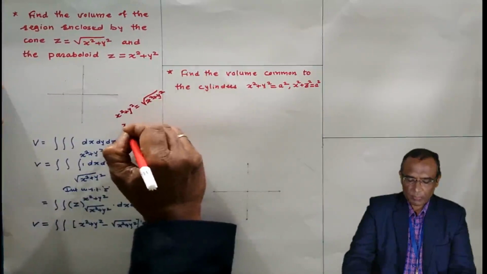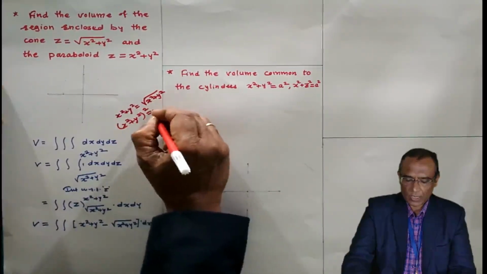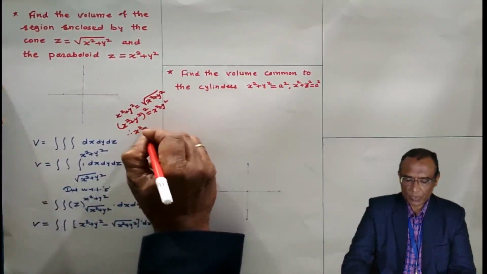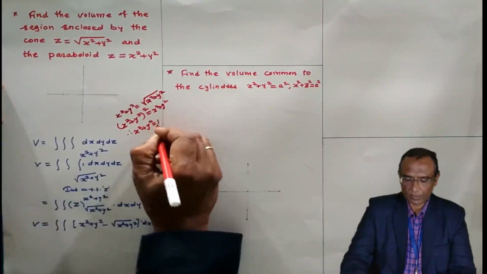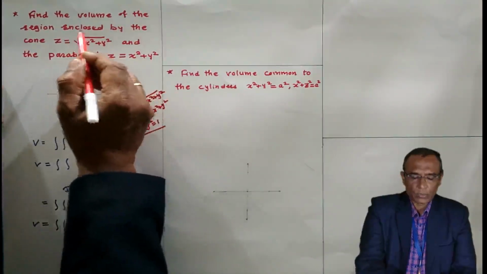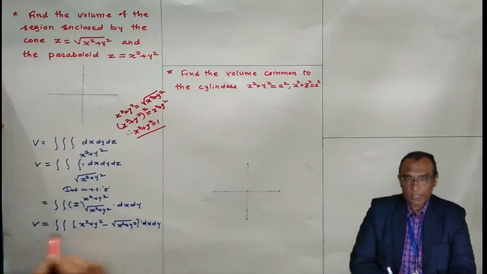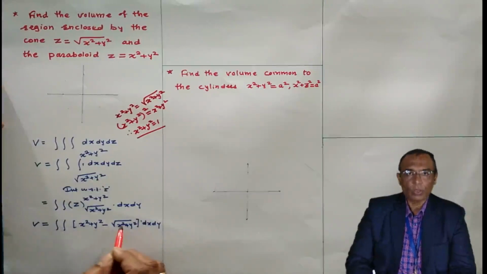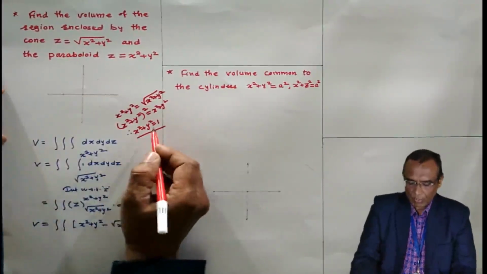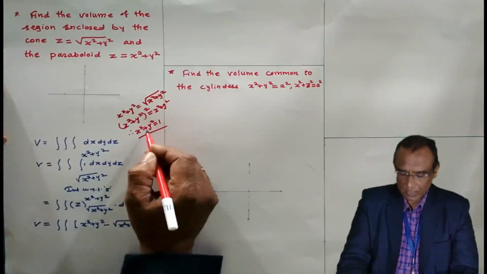Then (x square plus y square) whole square equals x square plus y square, and therefore x square plus y square is equal to 1. And this is the projection of the enclosed region on the xy plane. So this double integral I am going to solve on the projection of this enclosed region, x square plus y square equal to 1. Okay, this is the circle of radius 1 and center (0, 0).